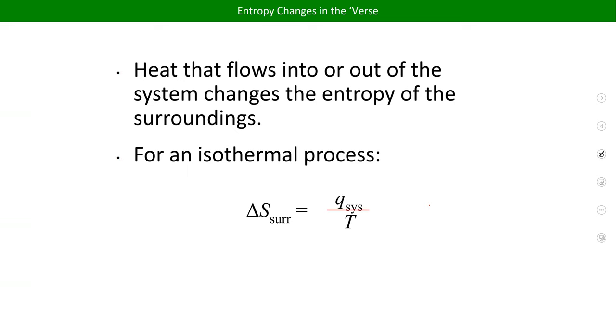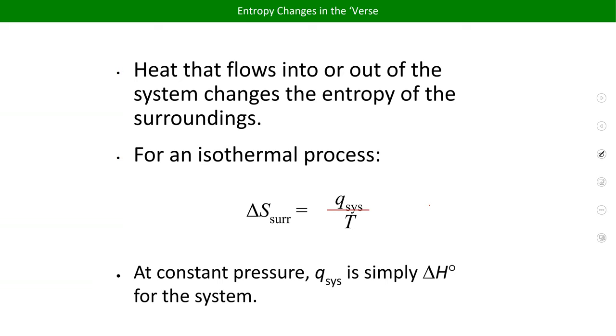we can say that delta S of the surroundings is equal to Q of the system divided by T, because any change in energy for the surroundings had to come from the system. We're just arbitrarily saying the system is whatever reaction we're looking at. So the surroundings is literally the rest of the universe. And if you're at a constant pressure, then the Q for the system is delta H for the system.